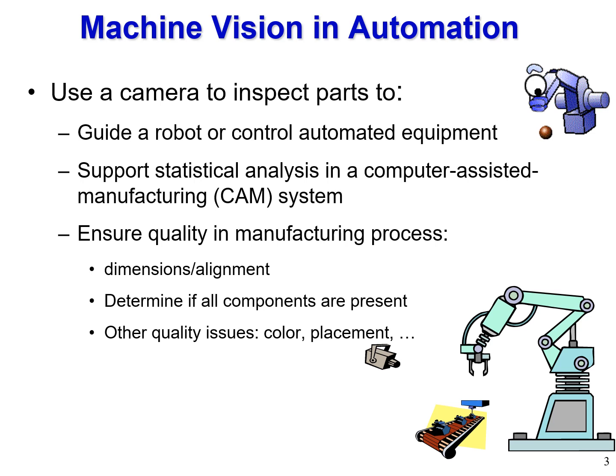So what is the use of machine vision in automation? Normally machine vision is used for inspecting parts in manufacturing. It uses a camera to inspect parts, or to guide a robot or control automated equipment. It also uses a camera for computer assisted manufacturing processes to ensure quality in the manufacturing process, and it helps in dimensional or alignment accuracies.